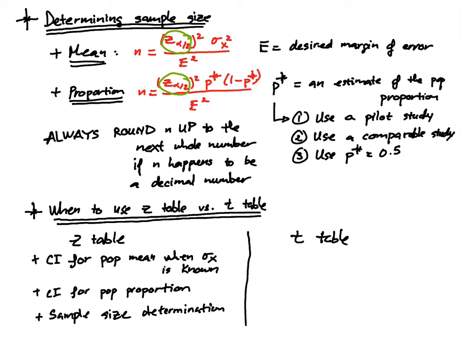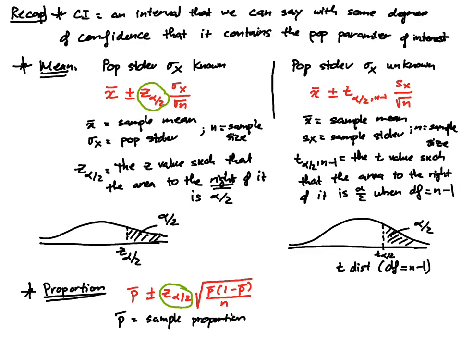Now the only instance when we need to use the t value is when we want to construct the confidence interval for the population mean when the population standard deviation is unknown. This is the only formula where we use t sub alpha over 2.